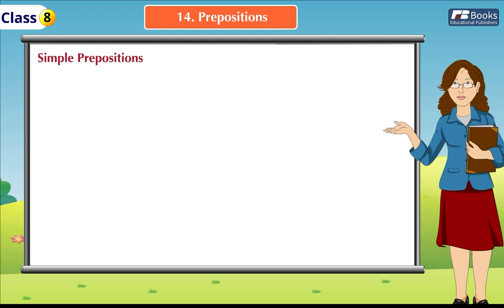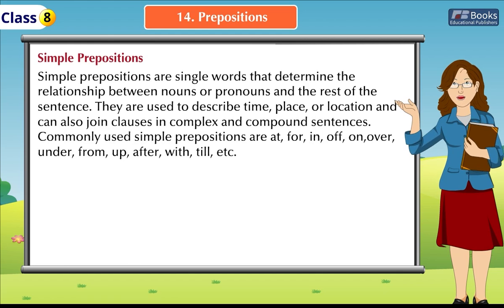Simple prepositions. Simple prepositions are single words that determine the relationship between nouns or pronouns and the rest of the sentence. They are used to describe time, place, or location, and can also join clauses in complex and compound sentences. Commonly used simple prepositions are at, for, in, off, on, over, under, from, up, after, with, till, etc.